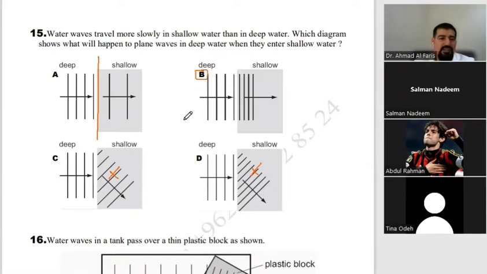Thank you, Tina. Thank you, Salman. Thank you, Ali. Okay, so the correct answer is B. The wavelength gets smaller. Yes, please, Mr. Salman. Please repeat. Oh, no problem. I will repeat.